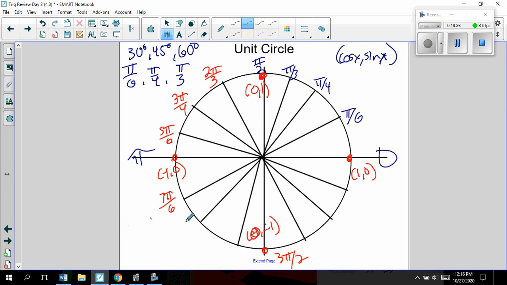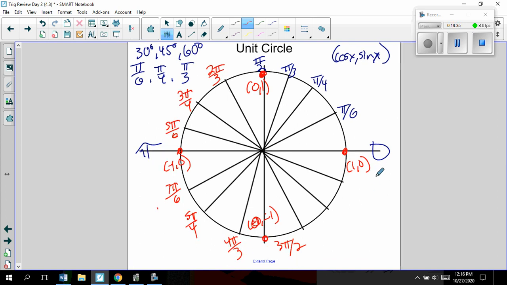So this is, what was I adding? A 4th. So this is 5 pi over 4. I'm adding a 3rd, so 4 pi over 3. Okay. Now, you're not going to have to draw this unit circle.